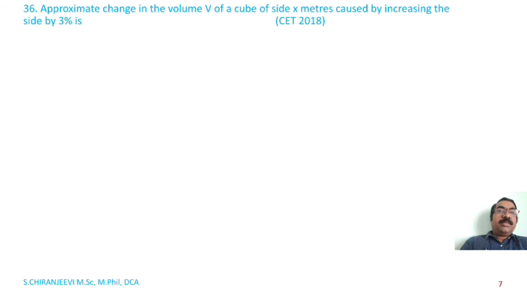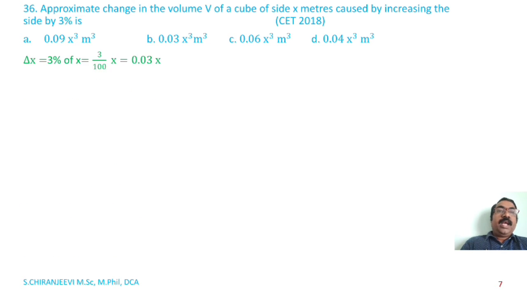36th one: the approximate change in the volume V of a cube of side x meters caused by increasing the side by 3% is, which is asked in the year CET 2018. Options: 0.09, 0.03, 0.06 and 0.04. So here for the change in volume, delta x will be 3% of x, which is 3 by 100 of x, nothing but 0.03 x.